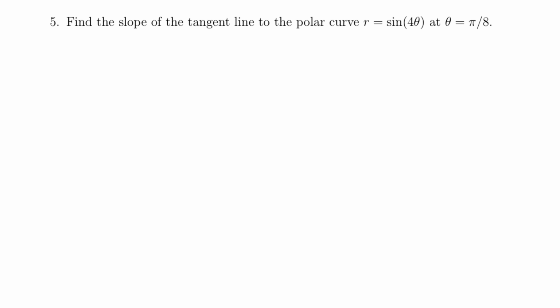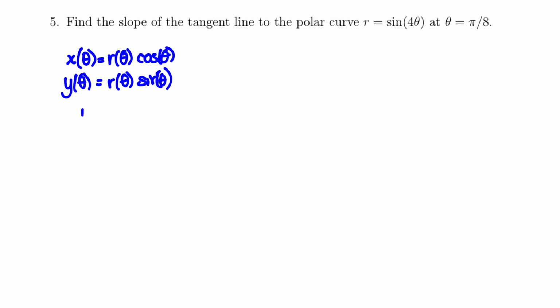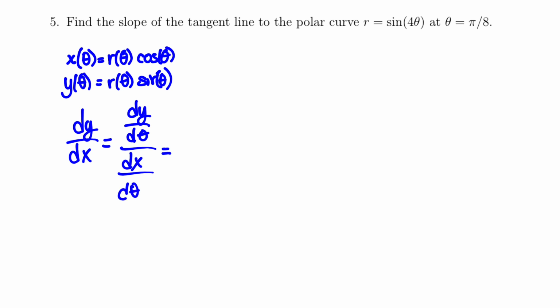And I like to derive it each time. That way I have practice deriving it. You don't have to do this, but I'm actually just going to write it down. So x of theta is r times cosine, y is r times sine. And I know that to get dy/dx, I need to take dy/d theta over dx/d theta, and I will apply the product rule.